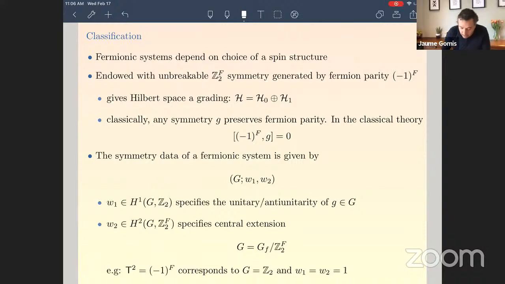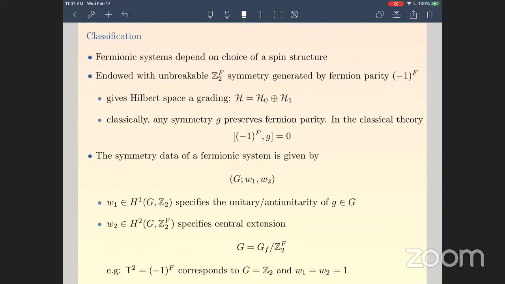Okay, so a very concrete example that's very important in condensed matter physics and also in particle physics is the symmetry we called before Z4T. It's relevant for topological superconductors. It is when you have time reversal that squares to -1 to the F, and in this case, G is Z2, and these two classes which live in Z2 are the non-trivial W1 and W2 classes.